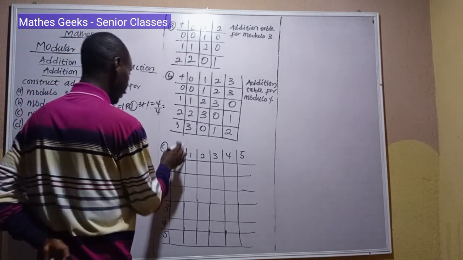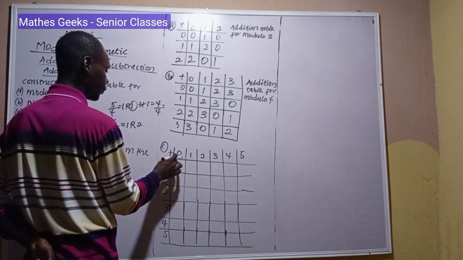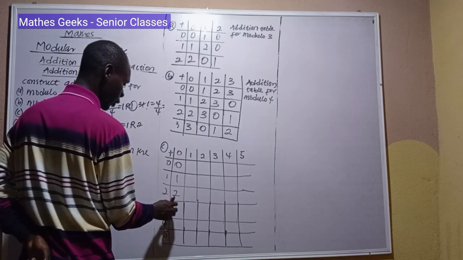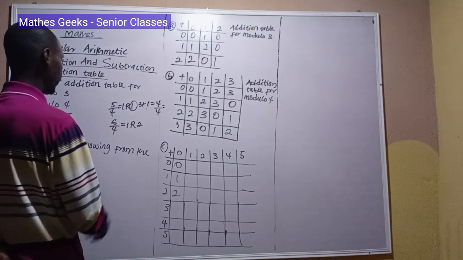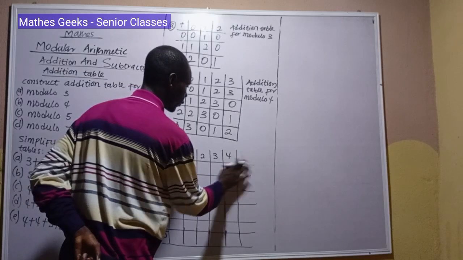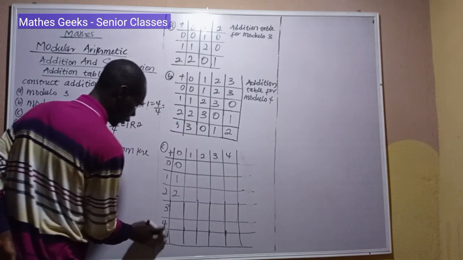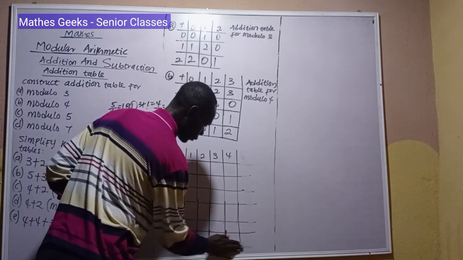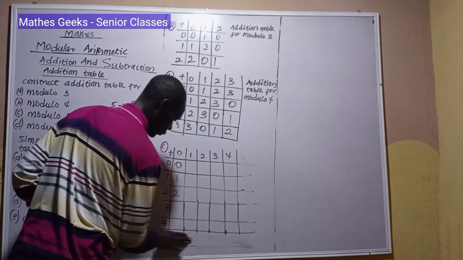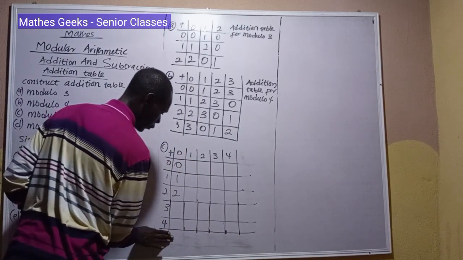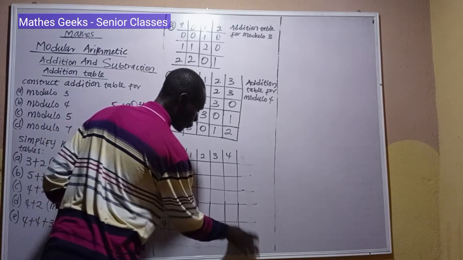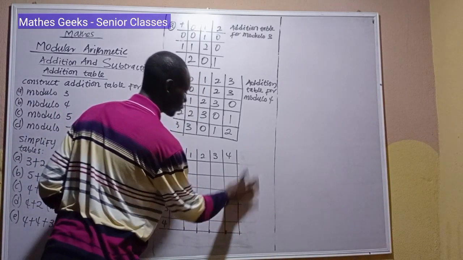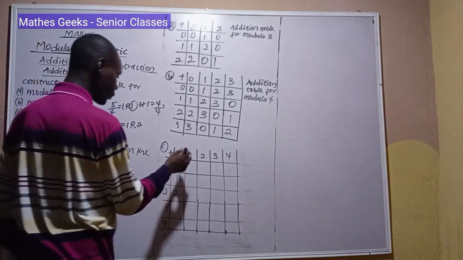So let's proceed. 0 plus 0 is 0. 0 plus 1 is 1. 0 plus 2 is 2. 0 plus 5 is modulo 5, so it's not supposed to be 5. This is 5, this number is 0. Okay, so the answer is 4.